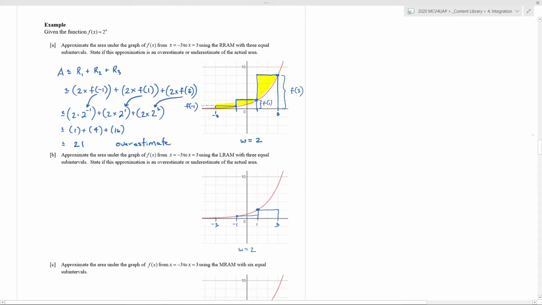So if I'm writing an expression now for the area, it is going to approximately be equal to the area of rectangle 1 plus 2 plus 3. So rectangle 1 is a width of 2 times f at -3. The area of rectangle 2 is our width of 2 times the height. The height of the second rectangle is f at 1.